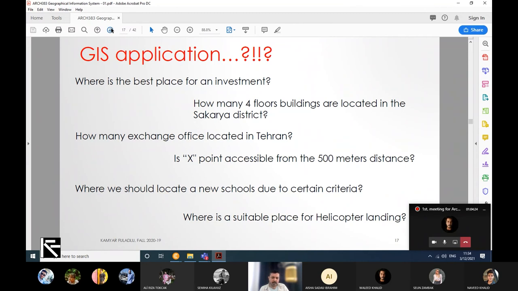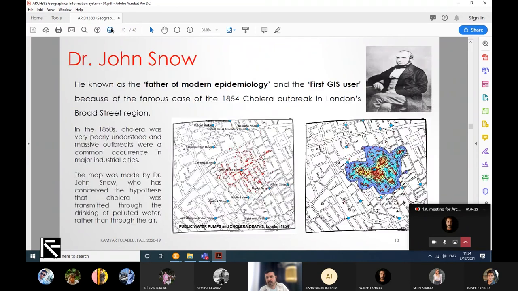We have many other applications too. Again, for health, here I want to give you an example from 1854, from London. At that time there was a cholera outbreak.